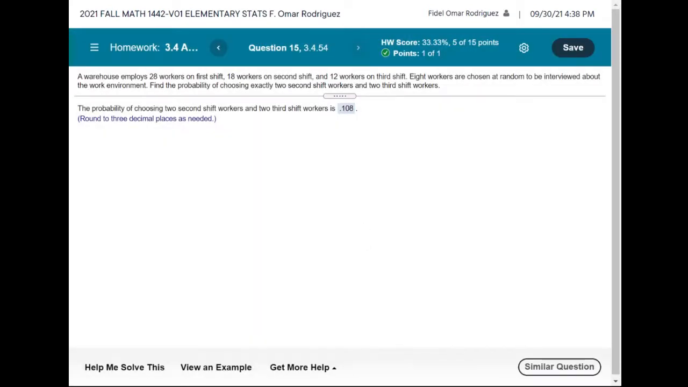The one thing I really wanted to mention here is that the first thing I noticed was that we were going to pick 8 people, right? But then they told me 2 of them are going to come from the second shift and 2 of them are going to come from the third shift. Well, that's only 4 people. So that's telling me automatically that the other 4 have to come from the first one. There's no other option, because if there's 2 coming from the second and 2 coming from the third, and we're going to pick a total of 8, then the only other option is that 4 of them have to come from shift 1. And so that's why I'm writing out this problem the way I'm writing it, okay? So good deal.